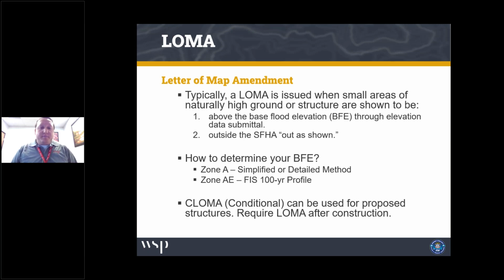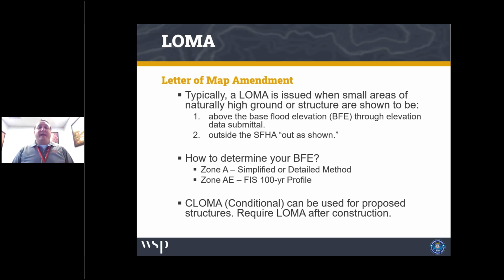Not very often, but sometimes there's a need for a CLOMA, a conditional letter of map amendment. Sometimes that's when a new structure wants to go in, but they want to make sure that if they build that structure on natural ground, it is eligible to be removed from the floodplain. So you can submit a CLOMA to FEMA before the structure is built and get approval that all the ground you're going to build on is above the floodplain, and that the structure would be removed from the floodplain if built in accordance with the CLOMA application.